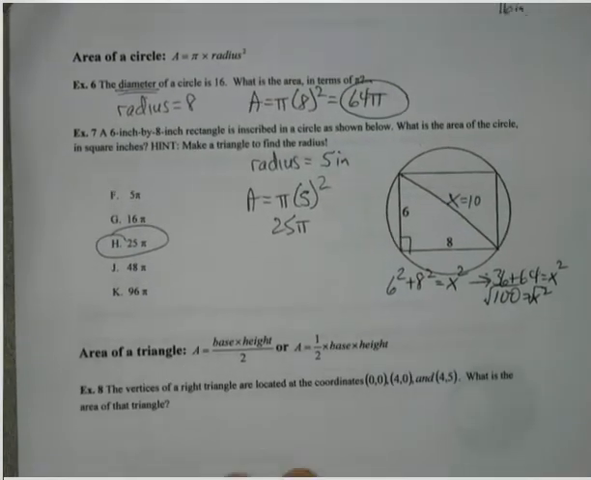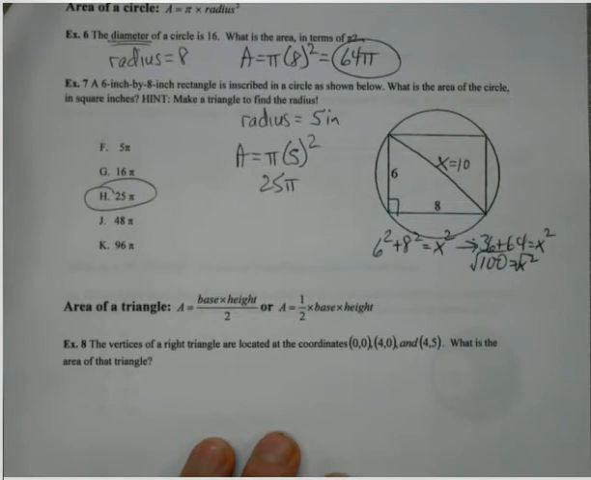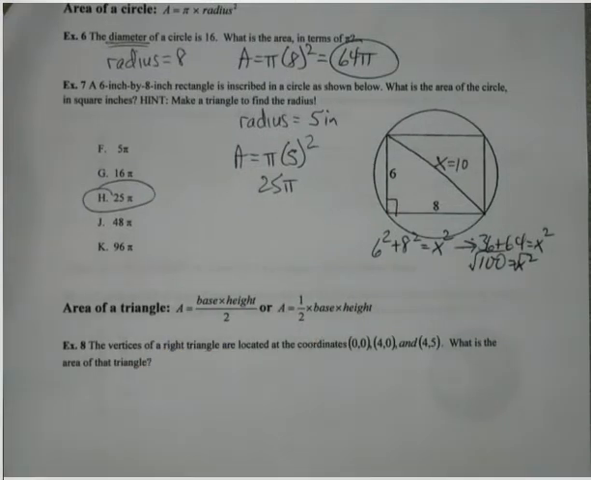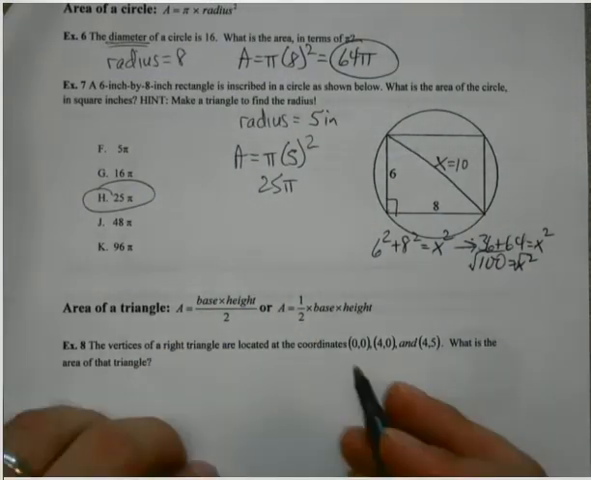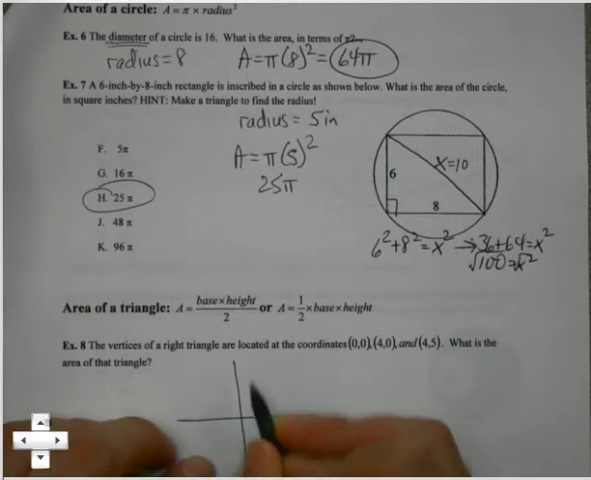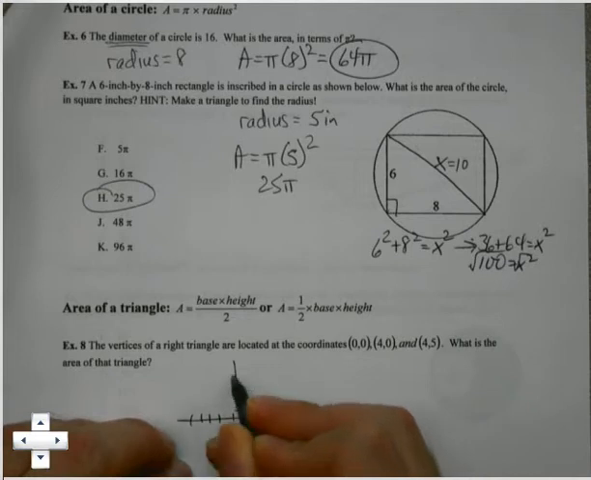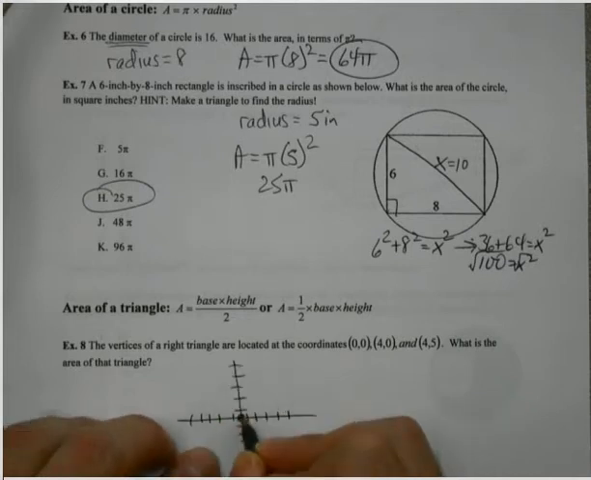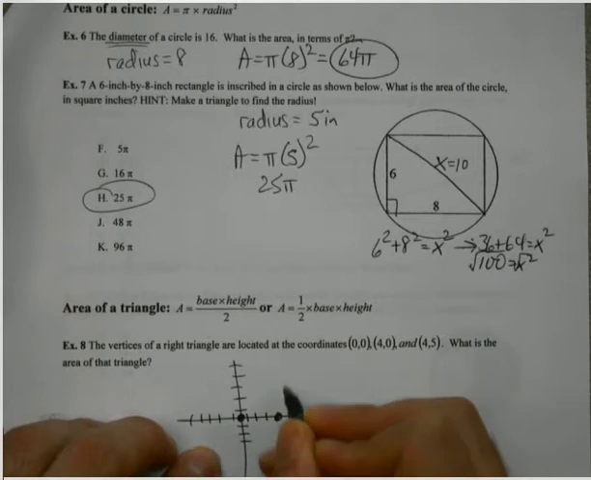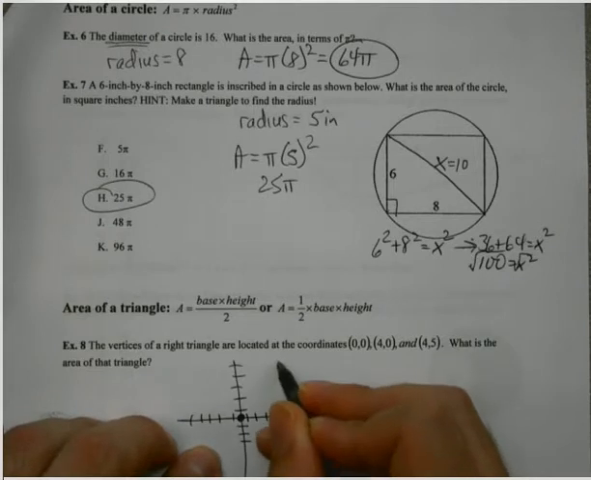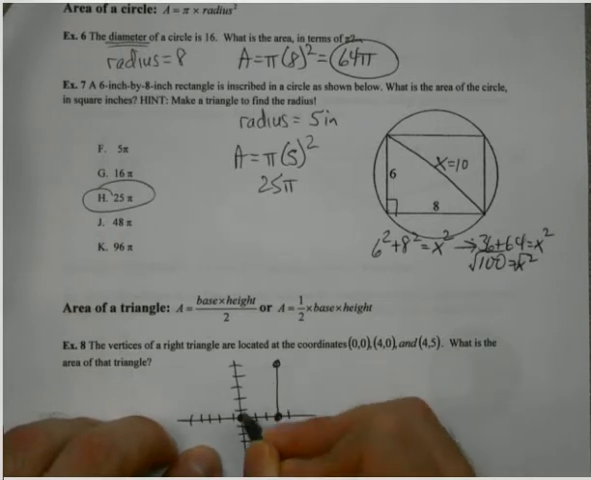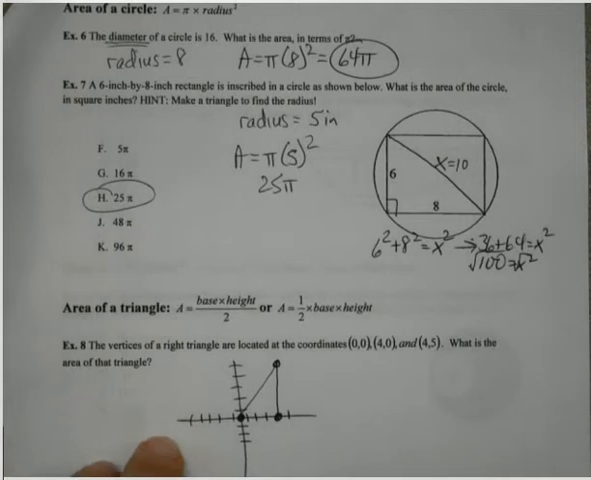Bottom of the page here, our next formula, area of a triangle. Same formula, just a couple different ways of looking at it. Vertices of a right triangle are located at coordinates. Again, they're giving me an opportunity to draw a picture. So I am going to do that. 0, 0, 4, 0, 4, 5. Connect the dots here. What's the area?